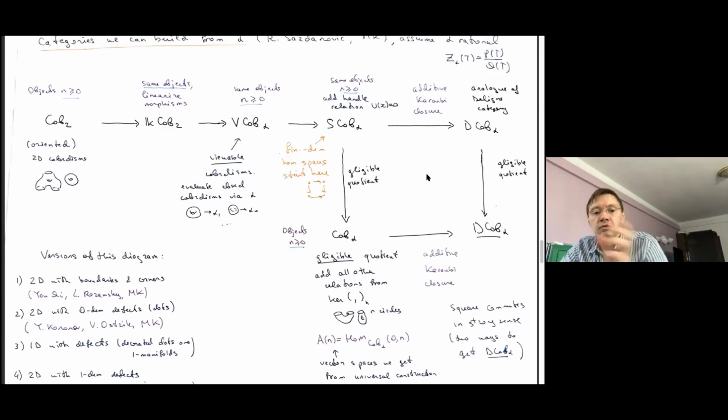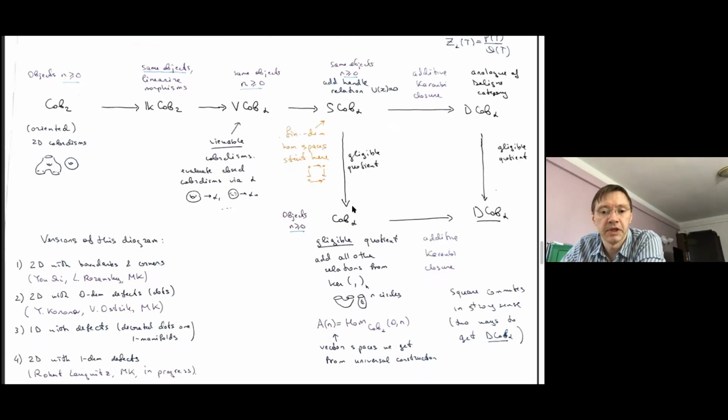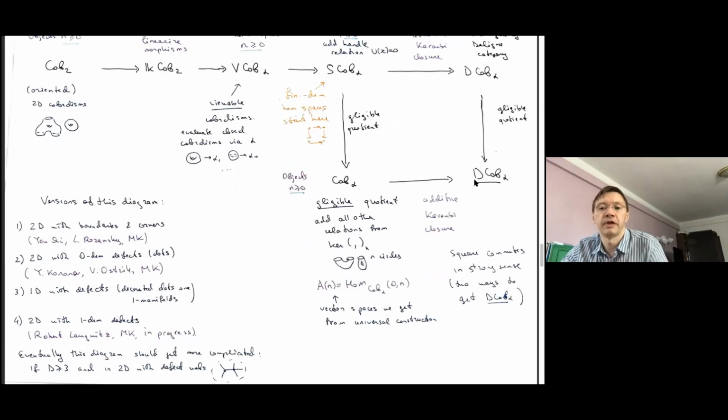And once you pass from partitions to cobordisms, you see more parameters. You see the genus of a cobordism. So from a scan category, we can pass to this Karoubi closed category, which is the analog of the Deligne category, or we can pass to the negligible quotient. And from a Deligne category, we can take the negligible quotient of a Deligne category. We get D cob alpha underlined, and it's equivalent to going this way, first taking the negligible quotient and then taking the additive Karoubi closure.